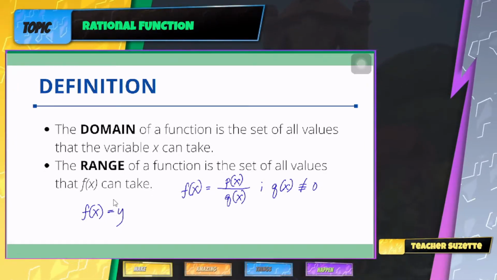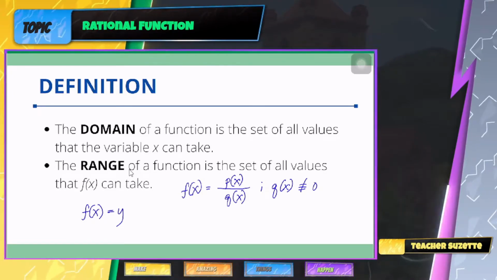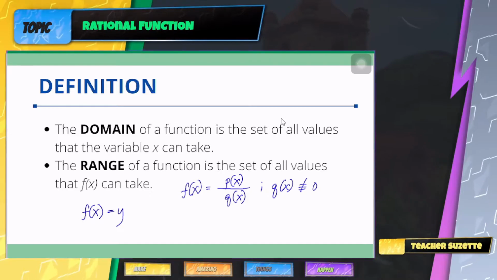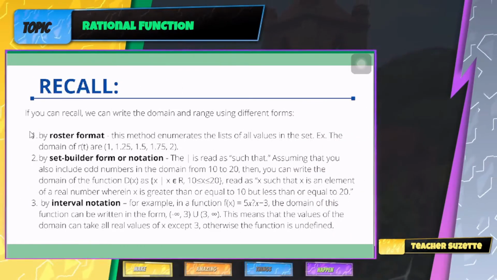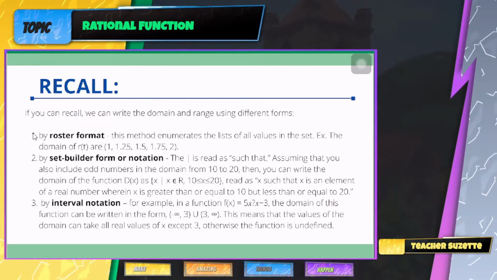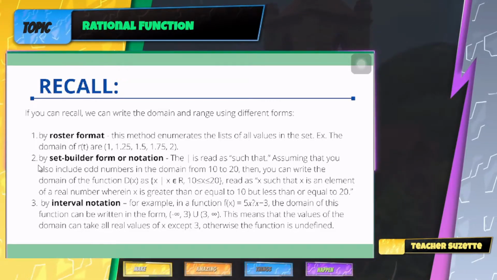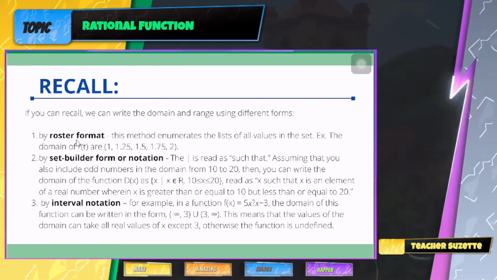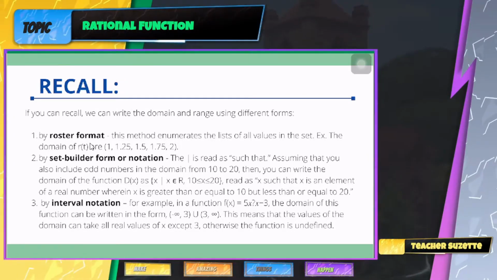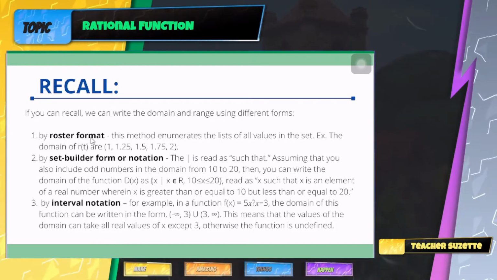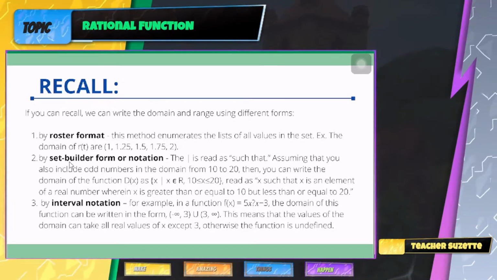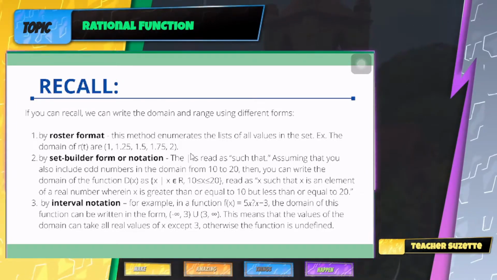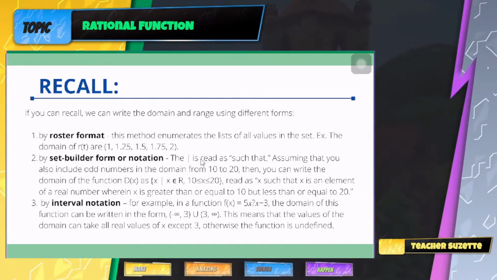Since the range and the domain are sets, we can write them in different forms. Ideally, a set can be represented in the following ways. Back in grade 7, if you can still recall, you can list all the values, which is called the roster format, or you can represent it using a set builder form or notation, with a symbol that is read as "such that."